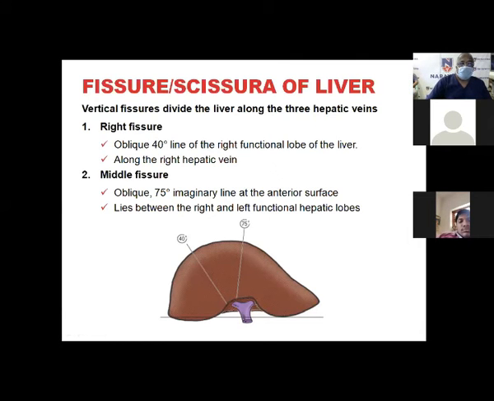Fissure and scissurae. There is one fissure called the lateral fissure or the right fissure, which is at about a 40-degree angle from the porta hepatis. The other one is at 75 degrees. That's called the middle fissure, otherwise known as oblique. It is a 75-degree imaginary line. This oblique middle fissure goes through the fossa of the gallbladder and IVC. That divides the whole liver into right and left lobe. This fissure divides the right lobe into right anteromedial and right posterolateral. That's all.